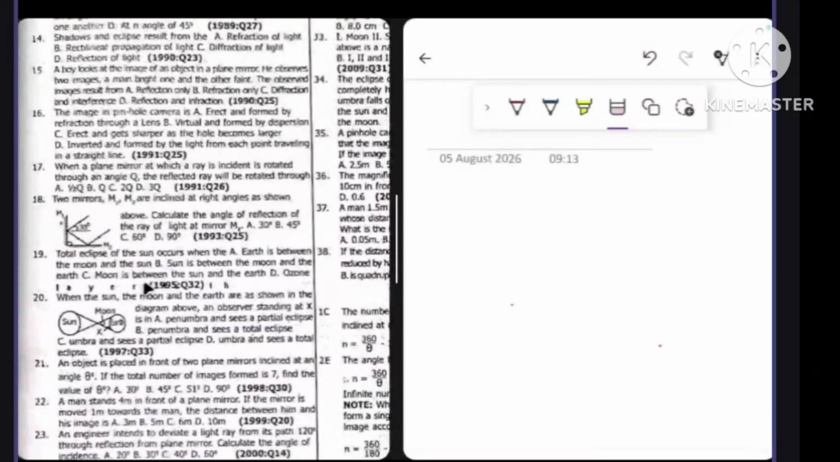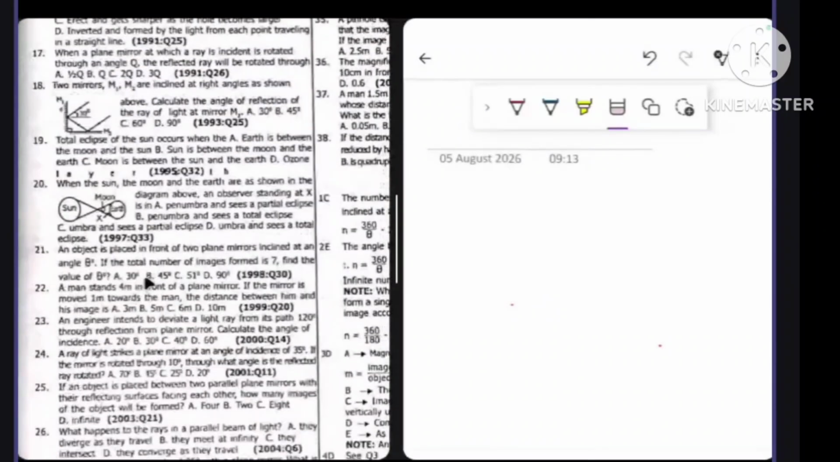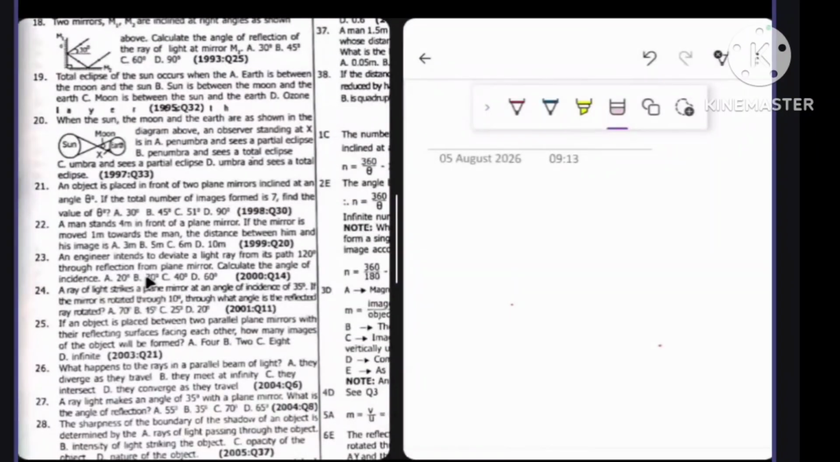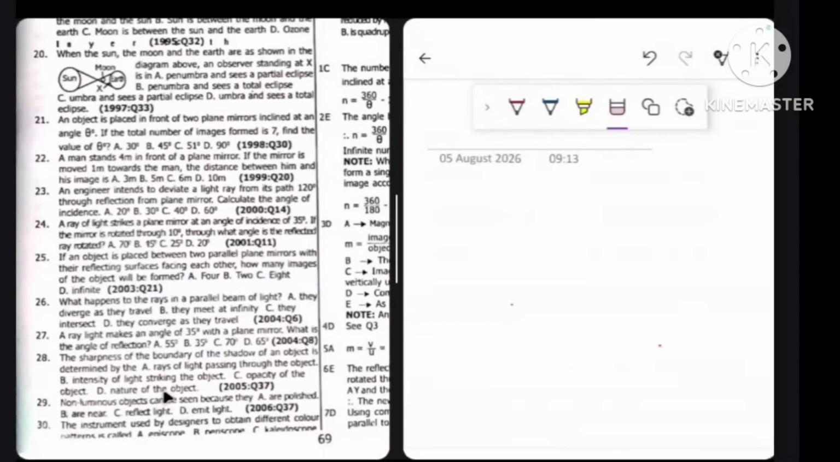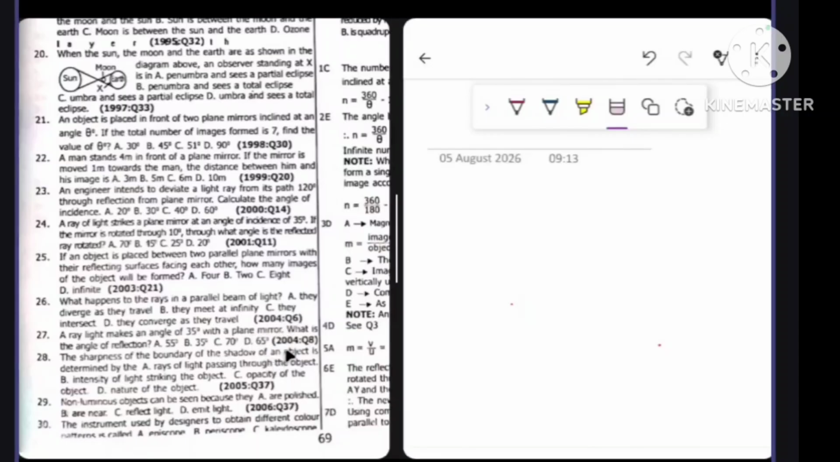Okay, let's look at another one. Non-luminous objects, 29 and 30, and then we'll move on to something different for today. Non-luminous objects can be seen because they dash. A, they are polished. B, they are near. C, they reflect light. D, they emit light.